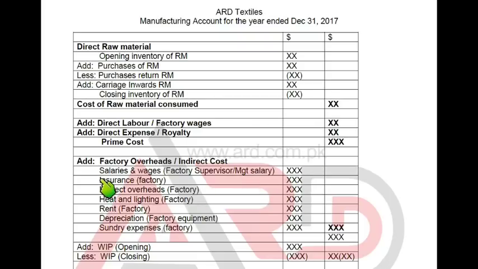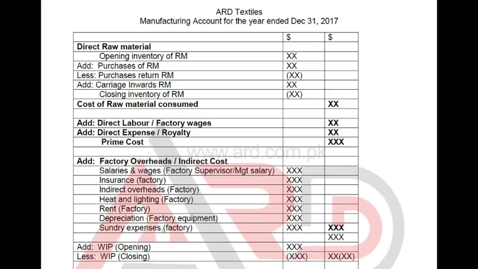Then insurance if it's relating to factory. Then indirect overhead, maybe with the name of indirect overhead. Then heat and light, again if it is relating to factory. Rent if it's relating to factory or manufacturing. Depreciation only which is charged on factory equipment.